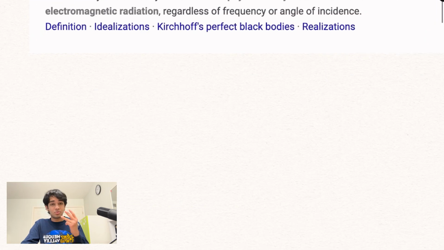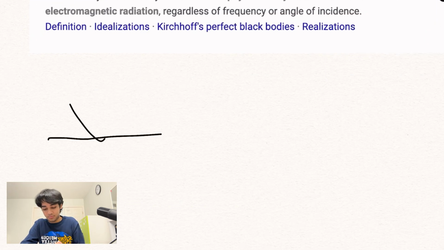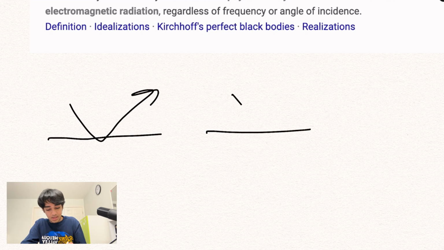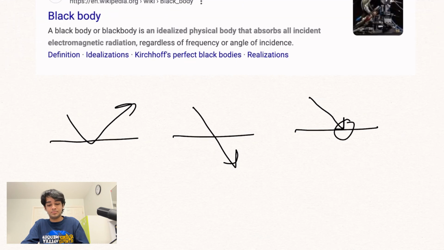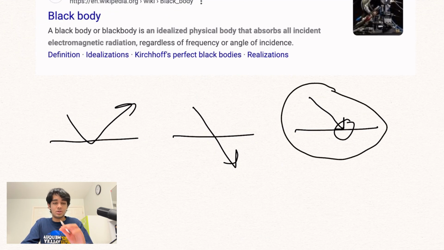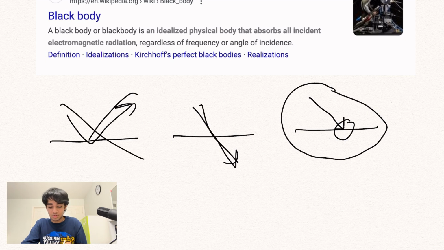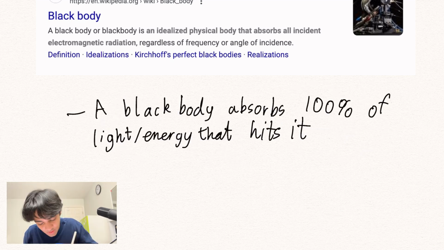So light can do three things when it hits an object. It can reflect off of it, it can transmit through it, and it can get absorbed straight into the object. For our black body, it can only do one thing, which is absorb. It would not reflect or transmit light. So let's write this down. A black body absorbs 100% of light and energy that hits it.